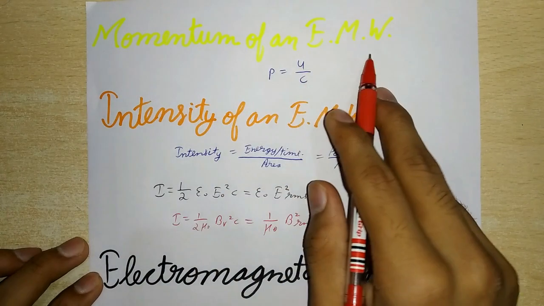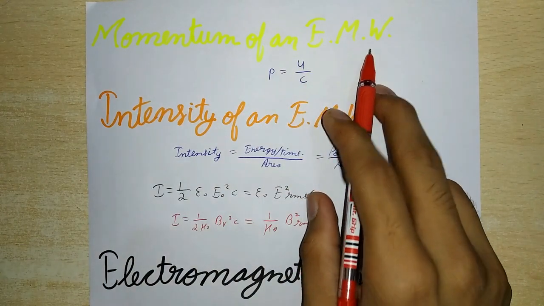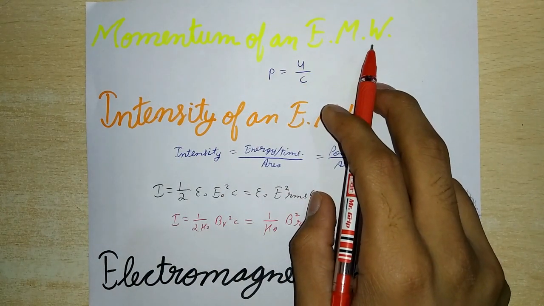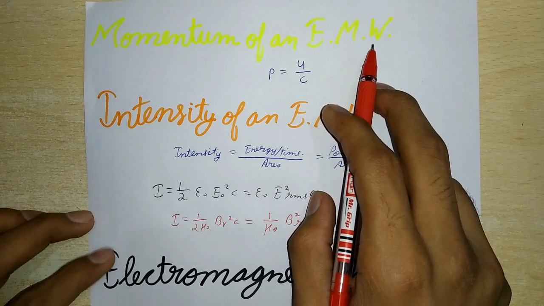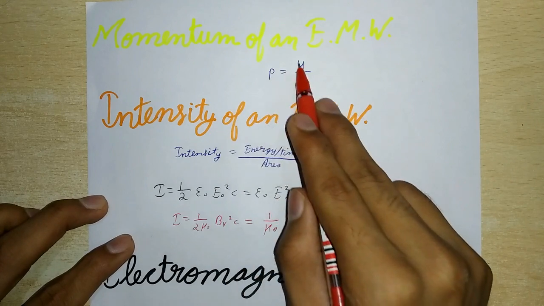Next is momentum of an electromagnetic wave. If an electromagnetic wave transfers a total energy U to a surface in time t, then the total linear momentum delivered to the surface is P equal to U by c.